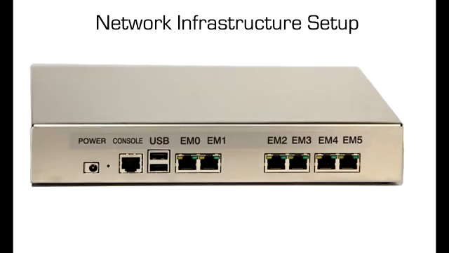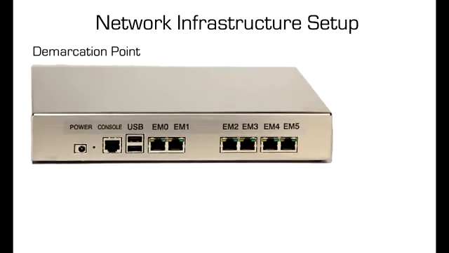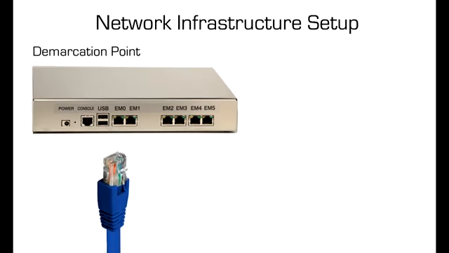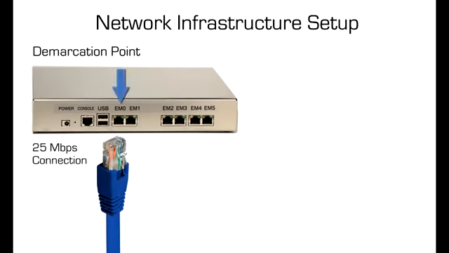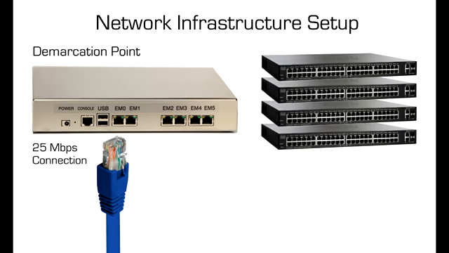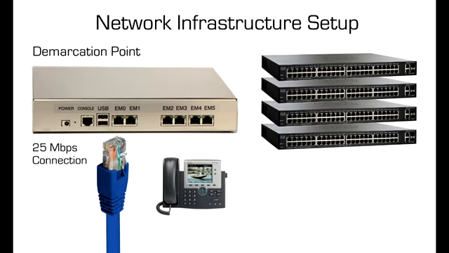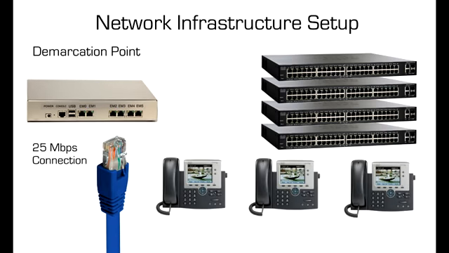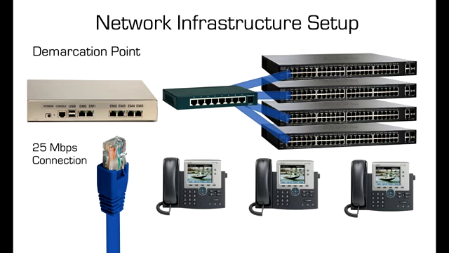Alright, so let's take a look at our setup. We've got our MSA 1806 located at the demarcation point with a 25 megabit connection input into EM0. This is a fairly strong connection with a decent amount of bandwidth to play with. Next, we're going to plug several 48-port Power over Ethernet switches in. These are going to power our VoIP phones, and each one of these switches will be plugged into the 8-port switch, which is in turn plugged into EM5 on ShieldCore's MSA.